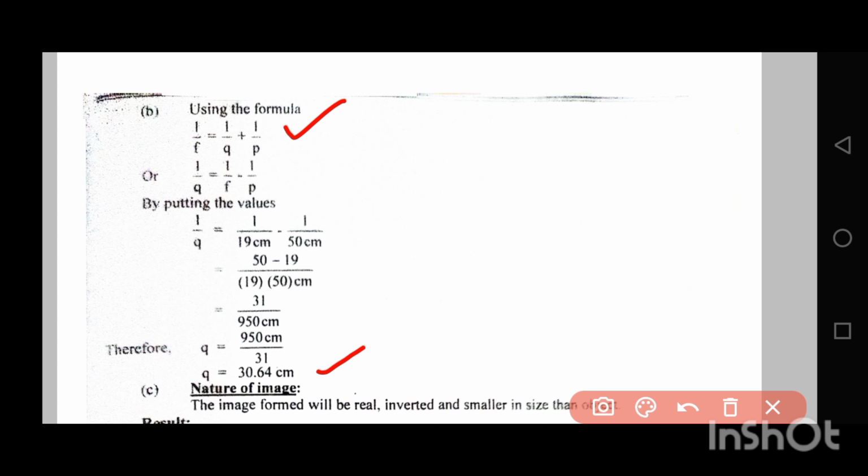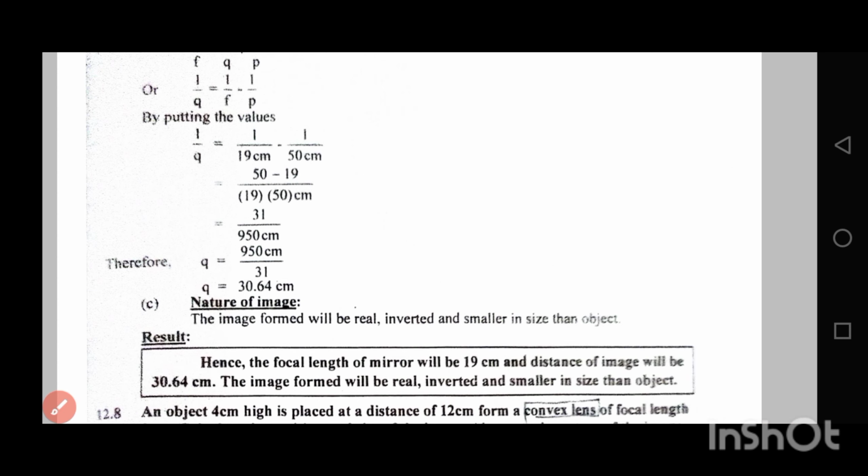Okay? Now we discuss nature of image. As q is positive, the image formed will be real, inverted and smaller in size than the object.